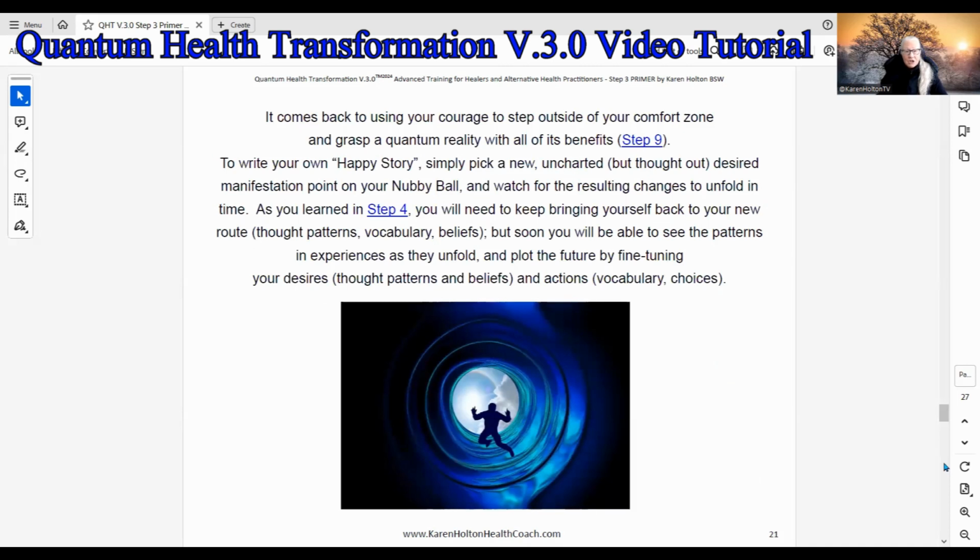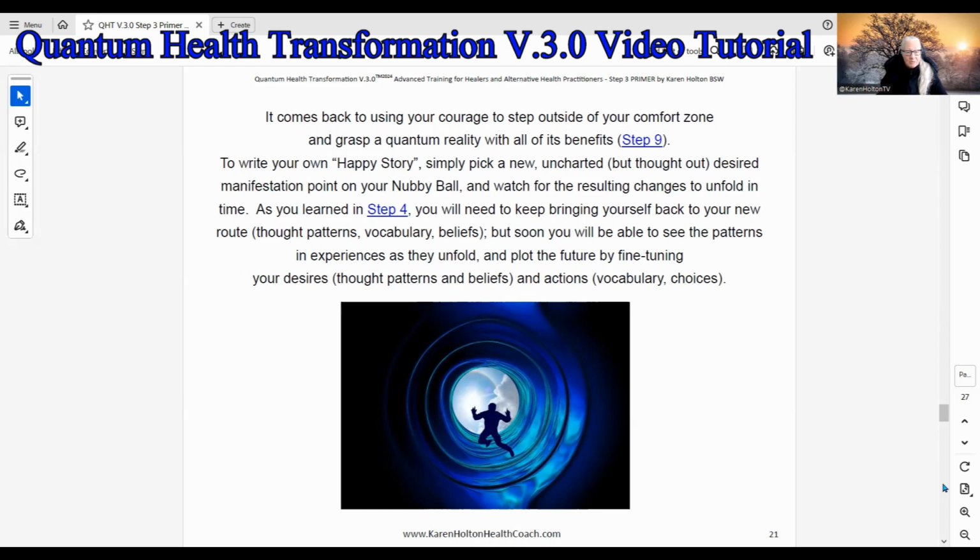It comes back to using your courage to step outside of your comfort zone and grasp a quantum reality with all of its benefits. And I recommend you go back and review step 9. To write your own happy story, simply pick a new, uncharted, but thought out, desired manifestation point on your nubby ball and watch for the resulting changes to unfold in time.